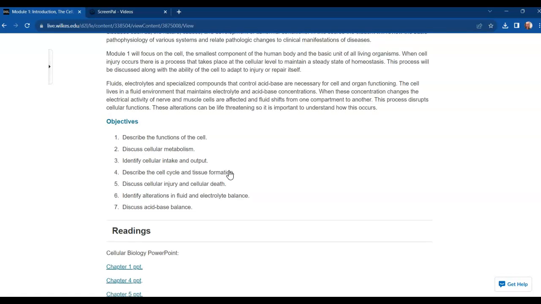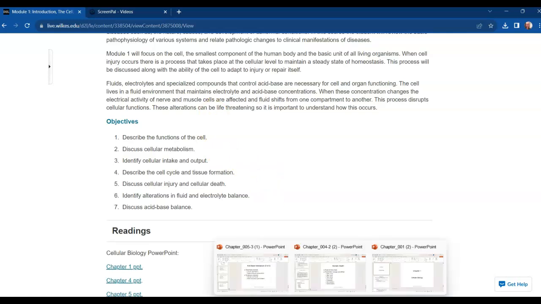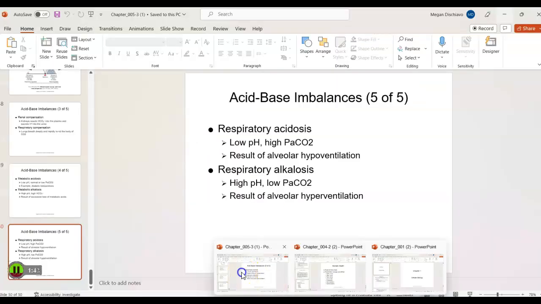Now, Module 1 will look at the cell, how it can be repaired, how it can get damaged. And we're also going to review fluids and electrolytes, acid base, which is very important. That'll be applicable to several of your patients, and how electrical activity can cause a nerve and a muscle to function. We're going to look at that as well. So moving into chapter 1.